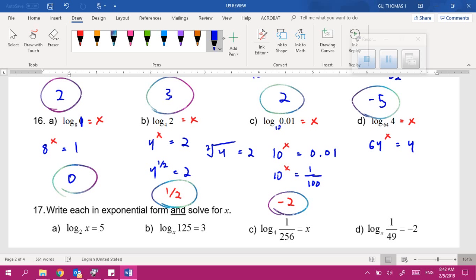All right, let's see. 3, right? 4 times 4 times 4 equals 64, which means, in this case, 64 to the what power? 1/3, right, because we're going the opposite direction. So the answer is 1/3. And that's number 16.